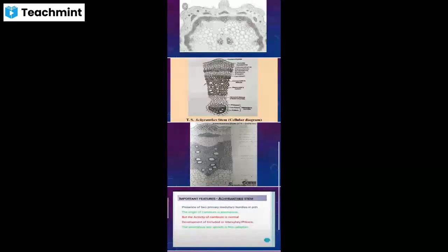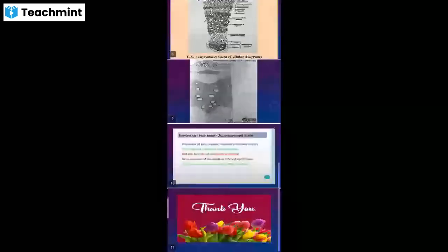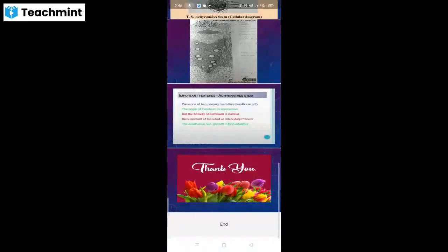Then the important features of Achyranthes: presence of two primary medullary bundles in the pith. The origin of cambium is anomalous, but the activity of cambium is normal. Development of included or intercalary phloem. The anomalous secondary growth is non-adaptive. Thank you.